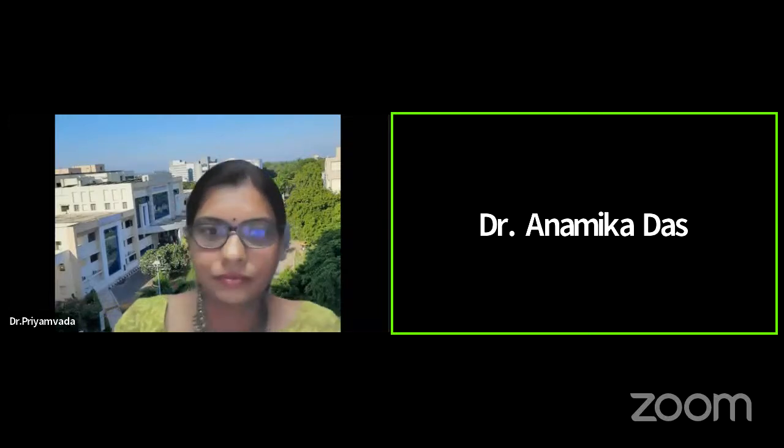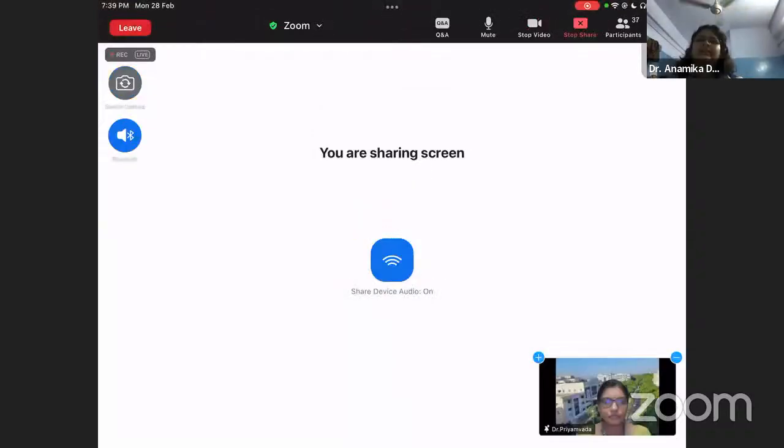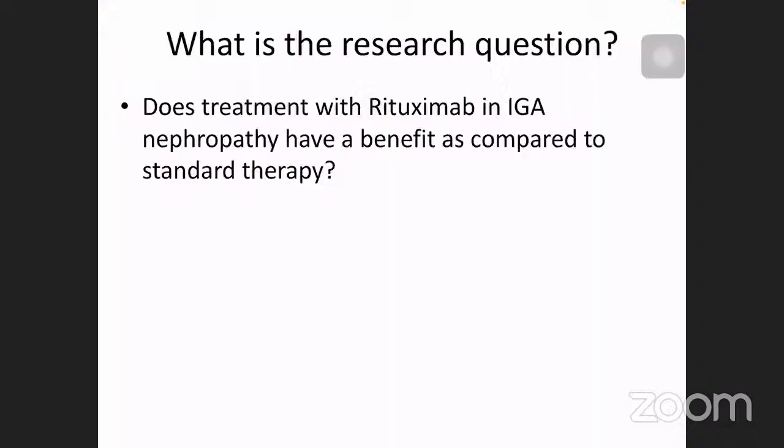Firstly, I'd like to have a research question. So in this case, what will be my research question? Like if I have to design a trial with rituximab in IgA nephropathy, my research question will be, does treatment with rituximab in IgA nephropathy have a benefit as compared to standard therapy?